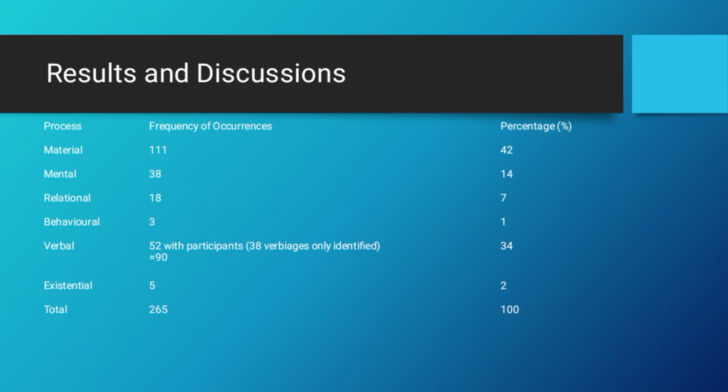clauses, but we only used 52 for analysis because they are the processes that have full participants or at least one participant. The remaining 38 are only verbiages. The verbiage is a content clause, the clause containing the content message of the verbal transitivity process. So we ignored them for analysis. But all in all, they represent 34% of the transitivity processes found in our corpus. And the least is the existential process, with only 5 hits, representing 2%.